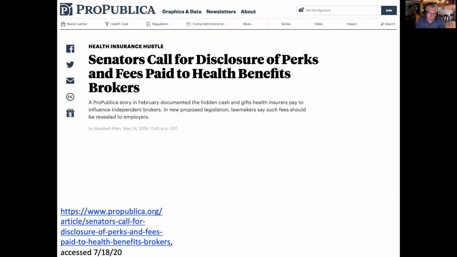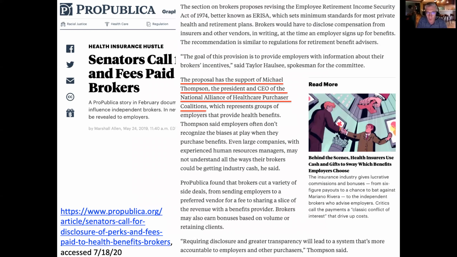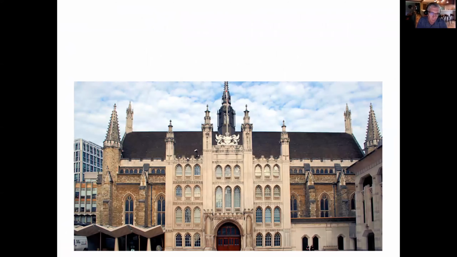One thing that has been percolating through the government is the idea that all health benefits brokers should have to disclose all the perks and fees that they're getting from insurance companies. Doesn't mean they have to go away, it just means they have to disclose them to you. And this has some high-powered backers, including our own Michael Thompson, President and CEO of the National Alliance.